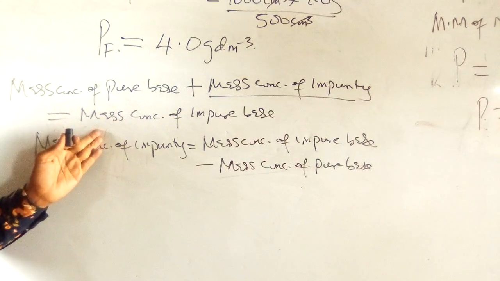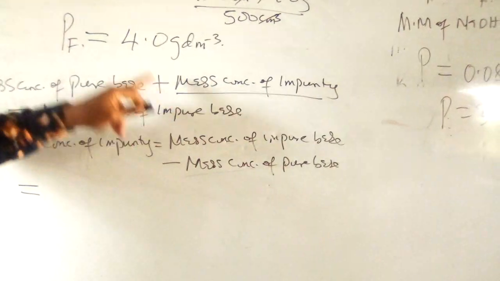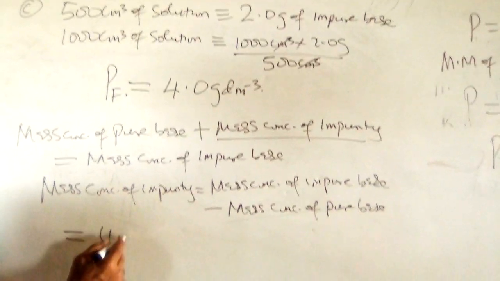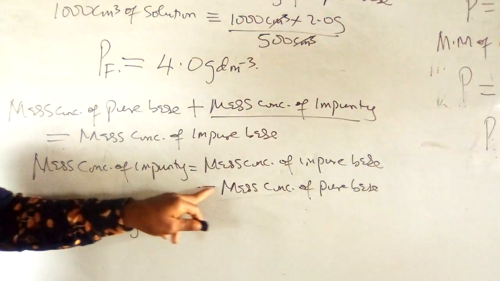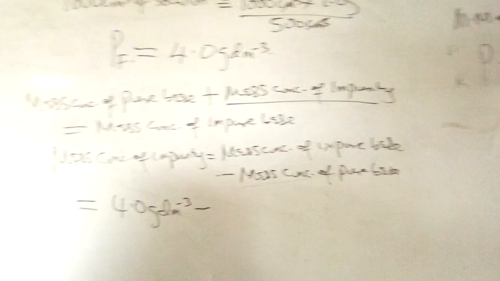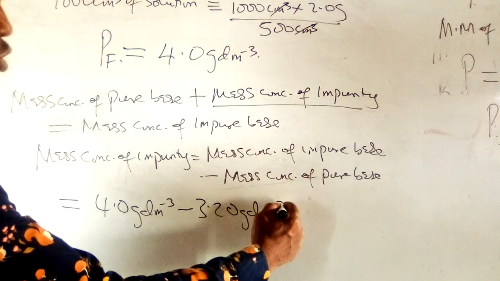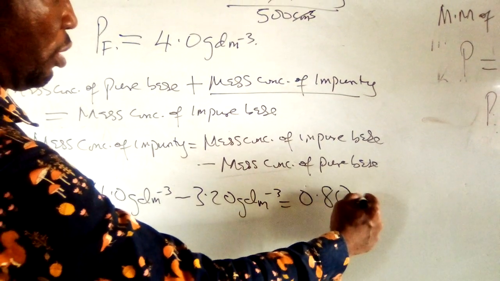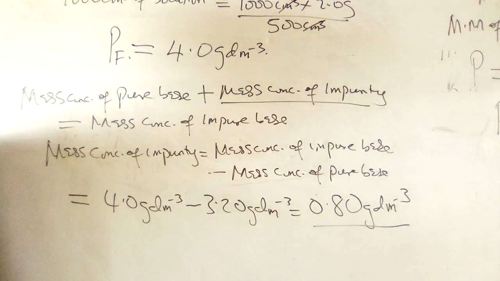So solving this, the mass concentration of the impure base, the base and impurity together, is 4.0 gram per dm³. The mass concentration of the pure base, that is pure sodium hydroxide, is 3.20 gram per dm³. So we have minus 3.20 gram per dm³. When we subtract, we're going to get 0.80 gram per dm³. So this is the mass concentration of the impurity in the base.